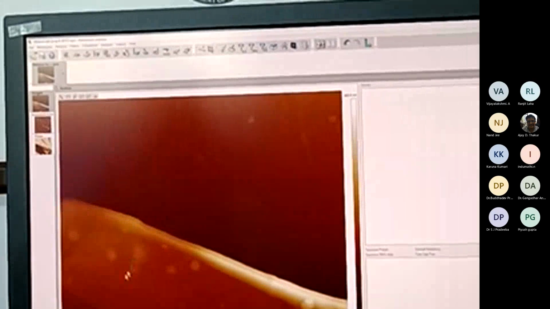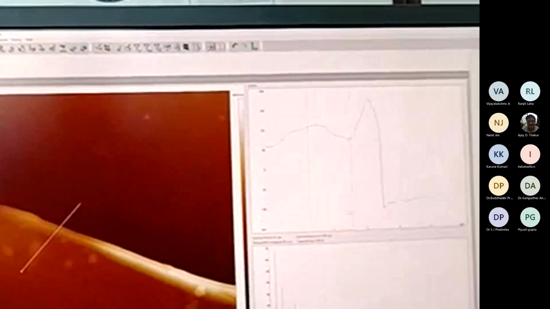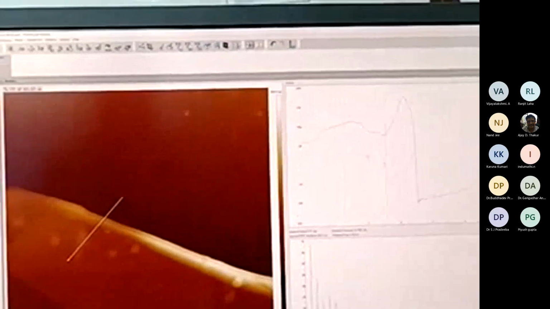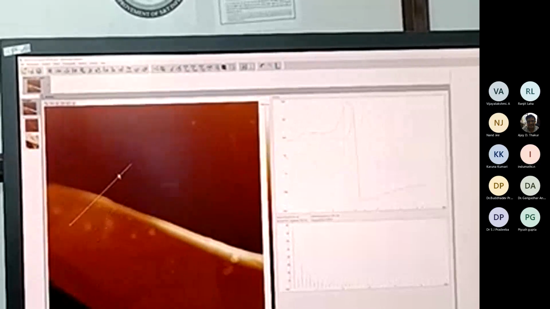Yes, so here we can measure. It is minus 100 to 50, 150. Its thickness is around 150 nanometer. Here we can observe. So the main advantage with atomic force microscope is that along with X and Y, we can measure Z also.